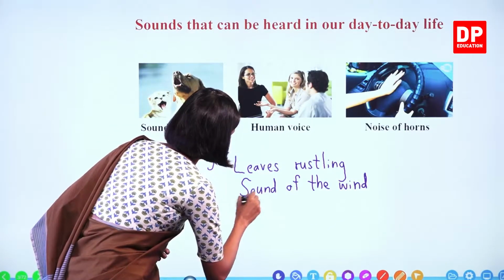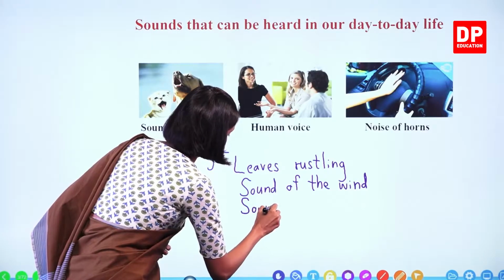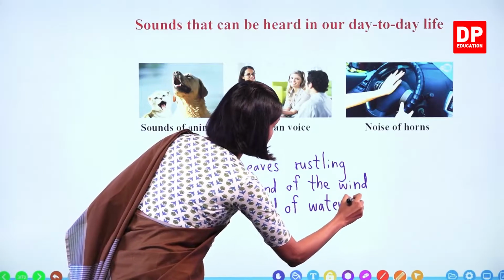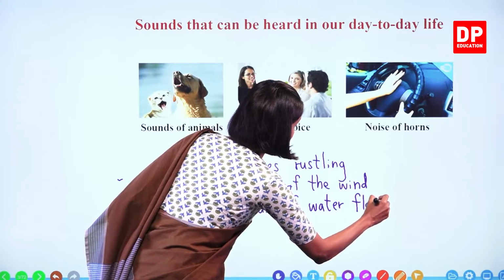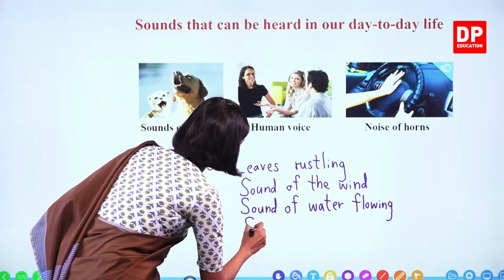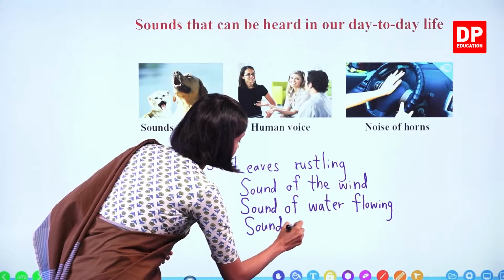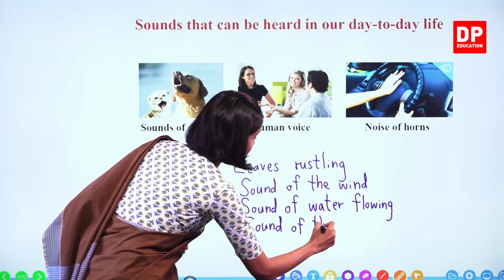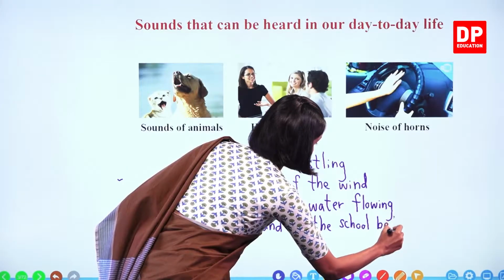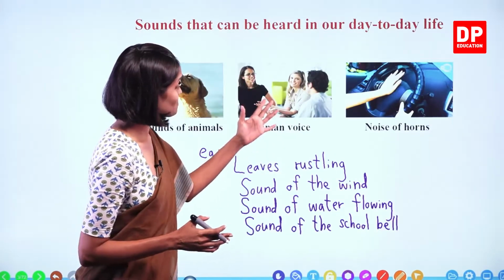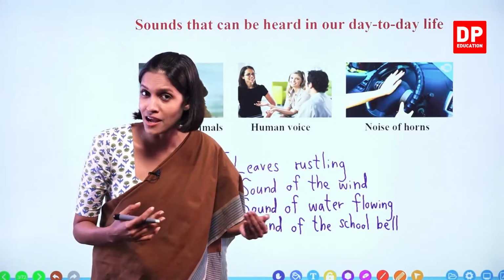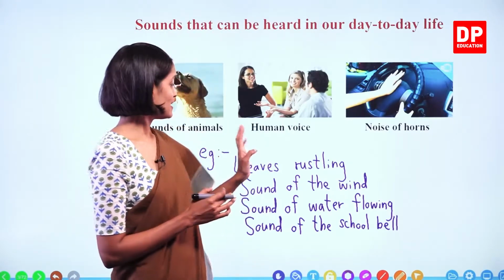And sound of water flowing. Okay? And at school, you will hear the sound of the bell, sound of the school bell, likewise. So these are only some other examples. Apart from all these examples, there are so many other examples too. Okay, children?